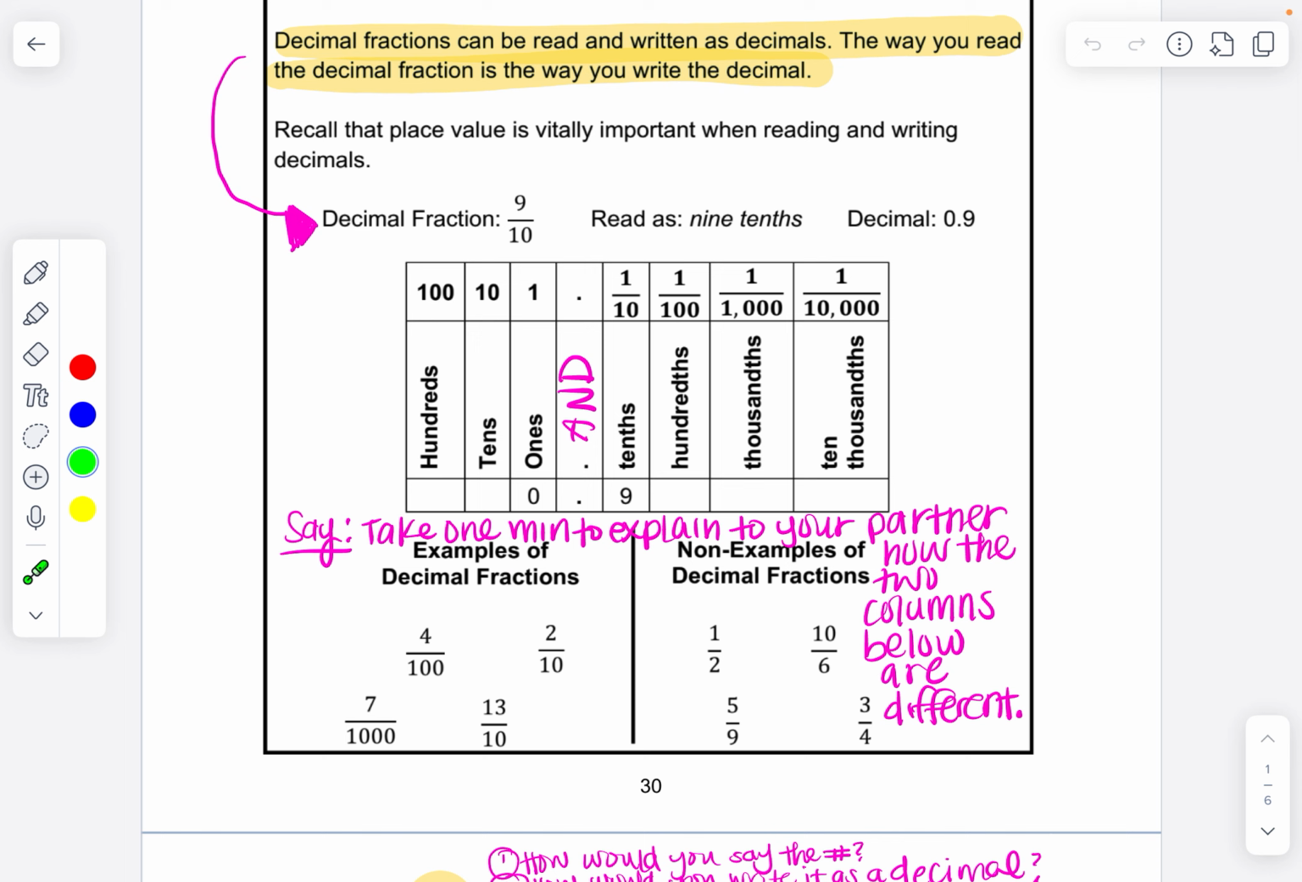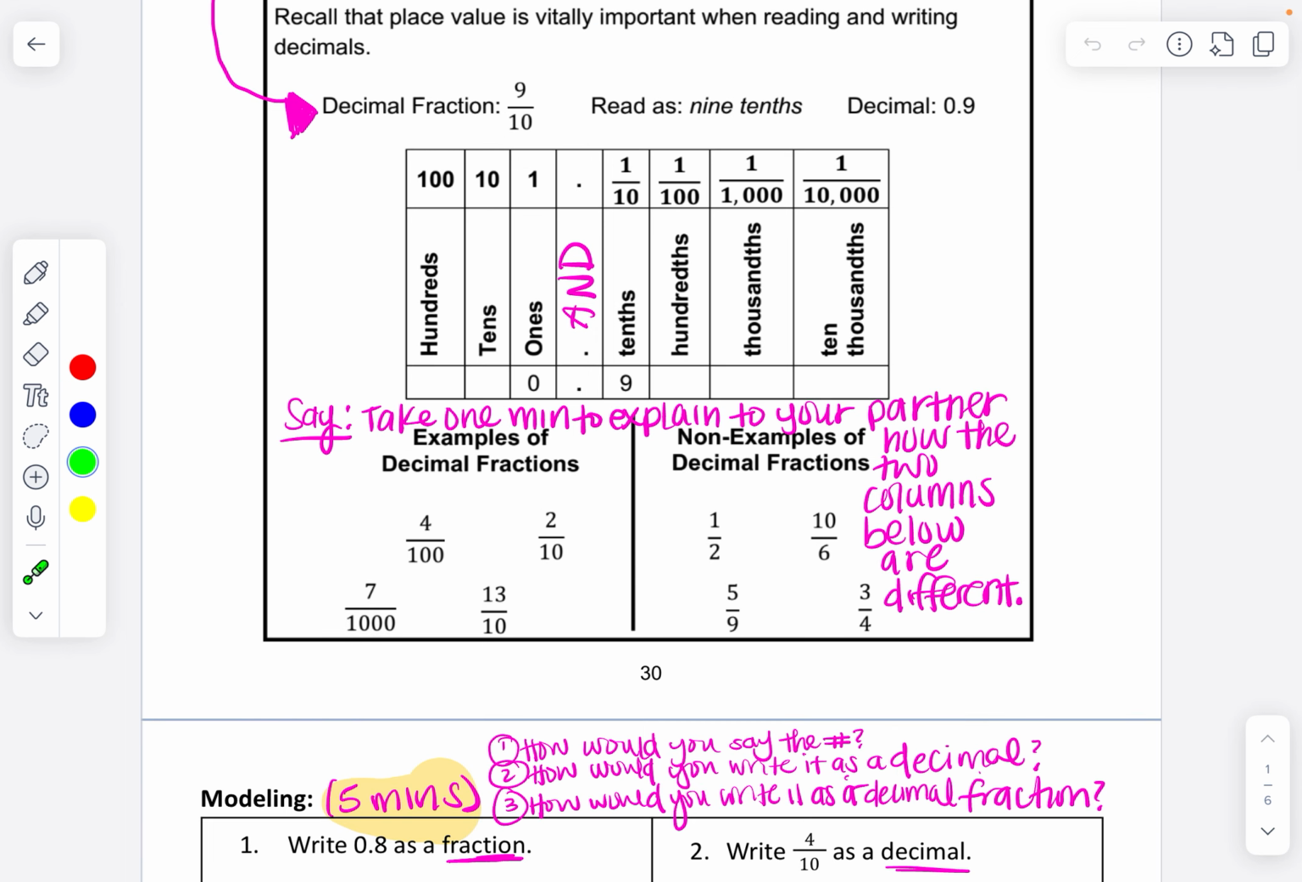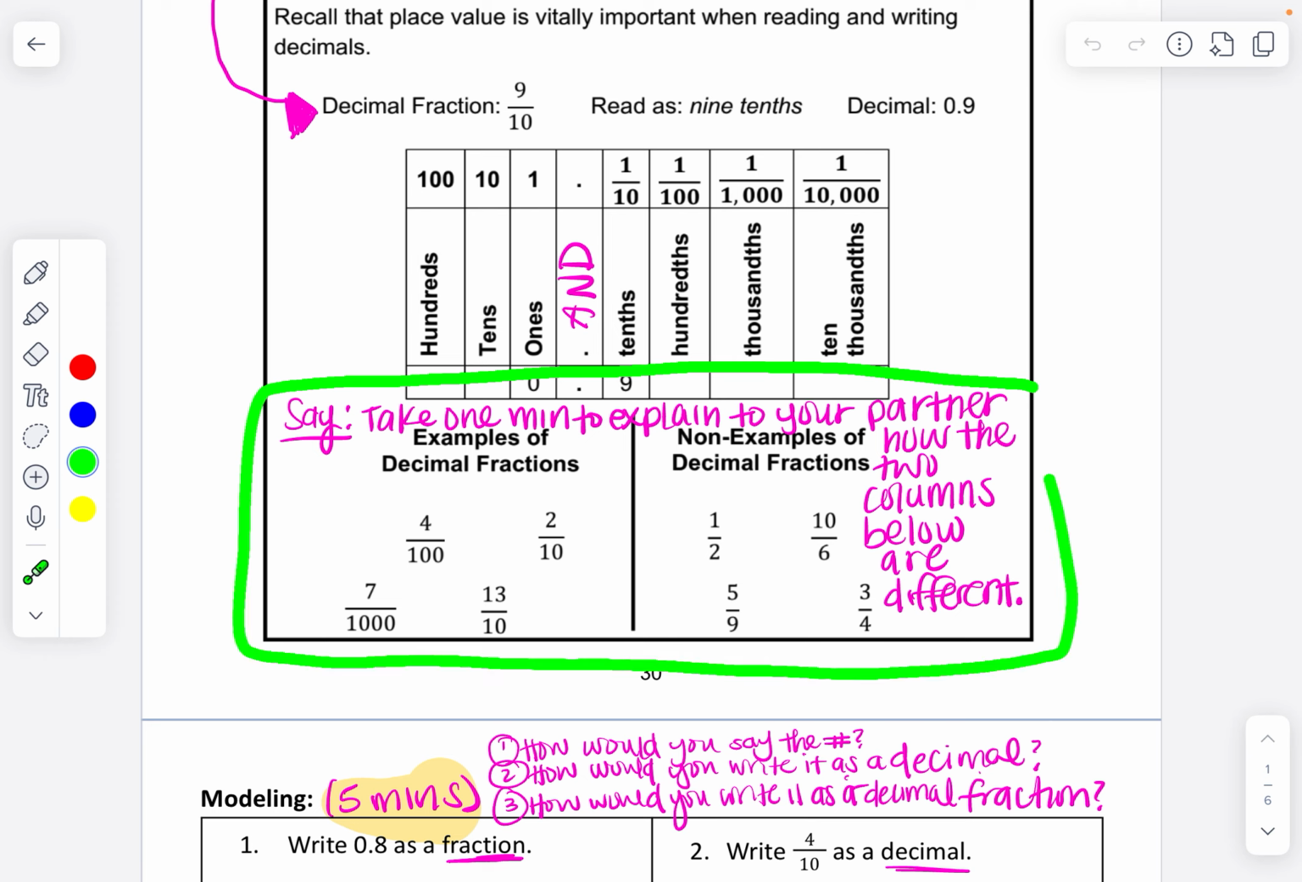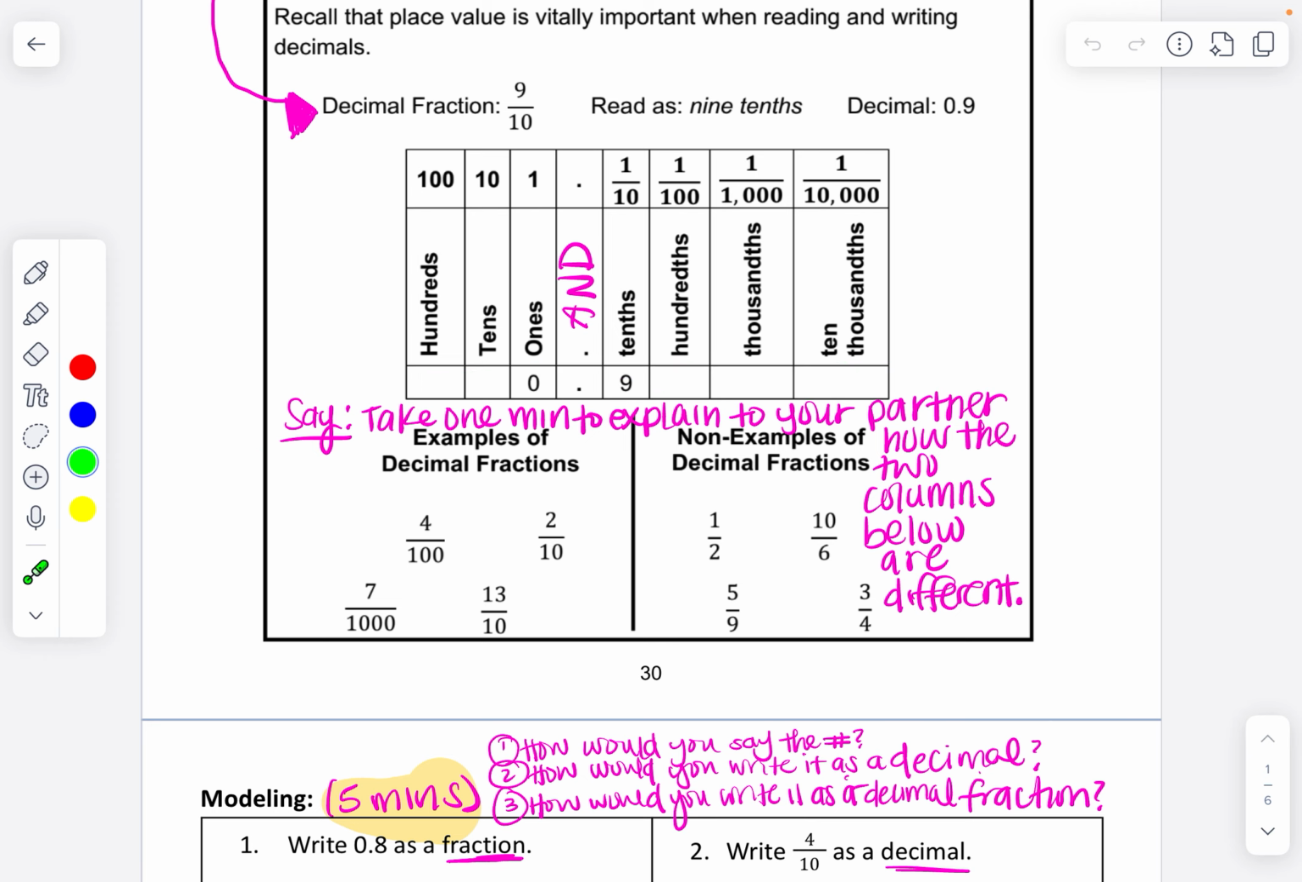So based on your intro, you'll take about 2 minutes to explain that to kids, and then you may want to take 1 minute to have kids explain to their partners how the two columns are different. How are these fractions different from these fractions? Some kids will say that the first column is decimal fractions and the second column reflects examples of non-decimal fractions. But what does that mean? So get them to explain the difference in the denominators, okay?